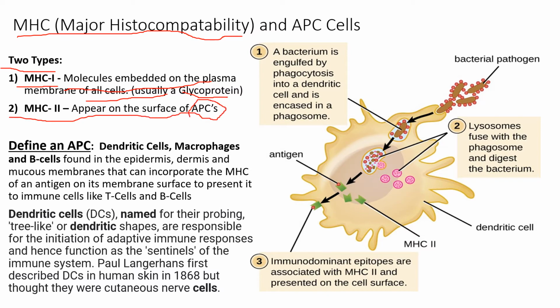Now an APC, what is an APC? An antigen presenting cell. They could be dendritic cells, like Langerhans cells, a macrophage, and even B cells found in the epidermis, dermis, and mucous membranes that can incorporate the MHC of an antigen on its membrane, on the surface of it, to present it to immune cells like the T cells and the B cells.